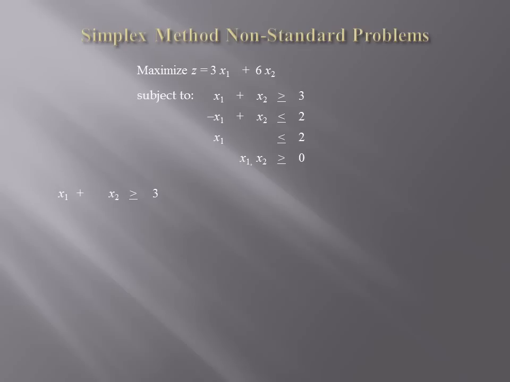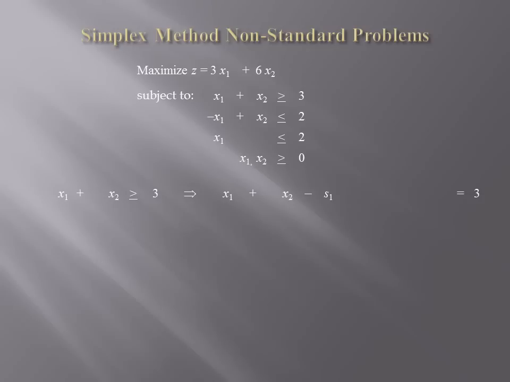Because x1 plus x2 is greater than or equal to 3, what we're going to do is introduce a variable called a surplus variable, and we're going to subtract that variable from the left side of the inequality to make it equal to 3. So x1 plus x2 minus s1 will equal 3. S1 again is called a surplus variable.